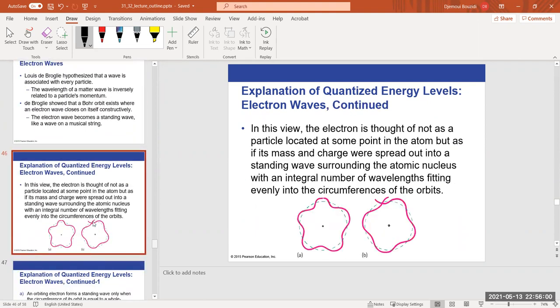So again, this is actually due to Mr. Niels Bohr. Here is what he suggested. He's saying that these are actually standing waves. And standing waves are resonance, no more.